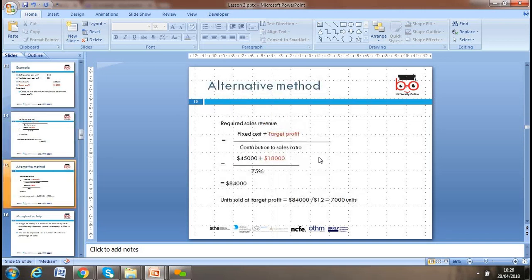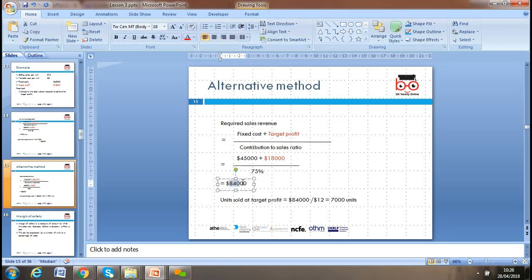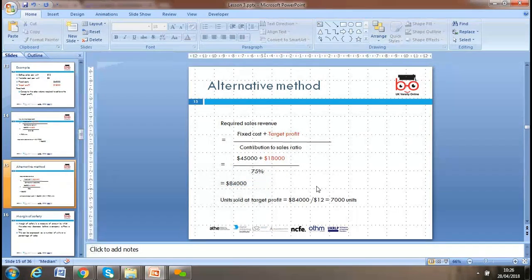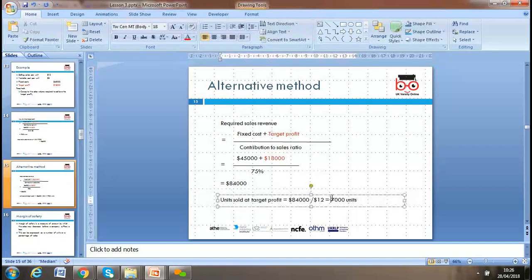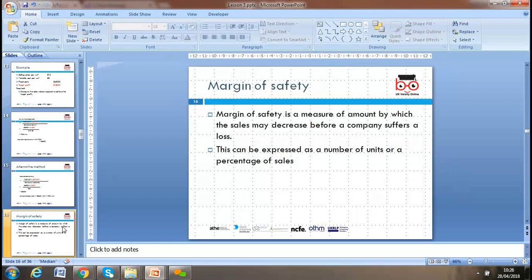That's the other way around. It's the same formula: fixed cost plus target profit divided by contribution. If we know the contribution ratio, which is 75%, we can get the break even revenue, and then we can divide it to calculate how many units we need to sell. Any question up to now?